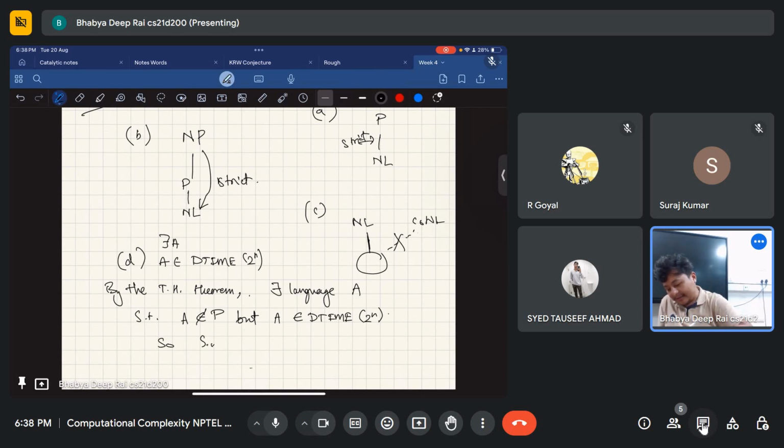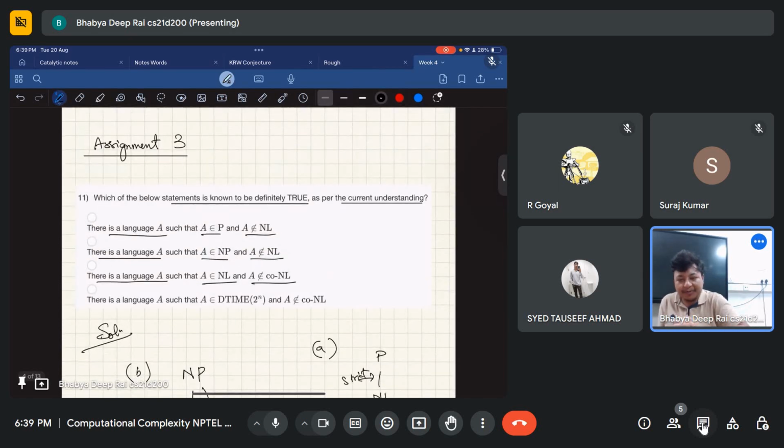And since co-NL is contained in P, A is not contained in co-NL. So the answer is D. Let's explore the other options also.